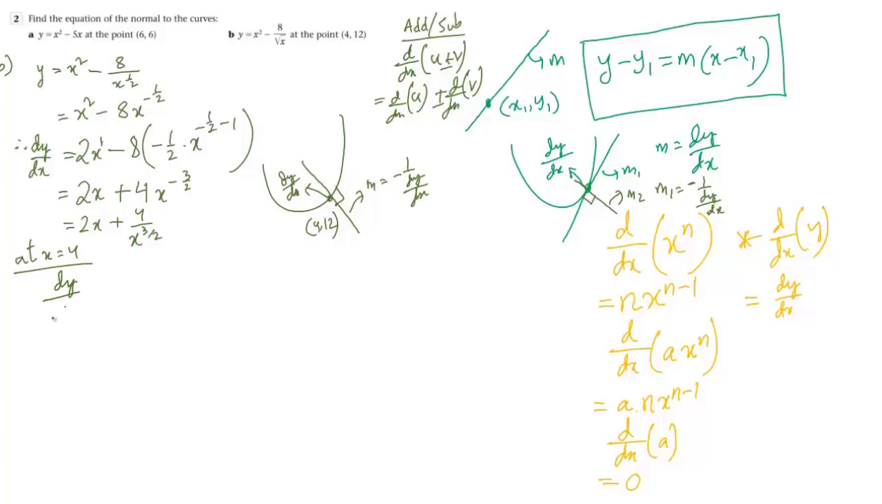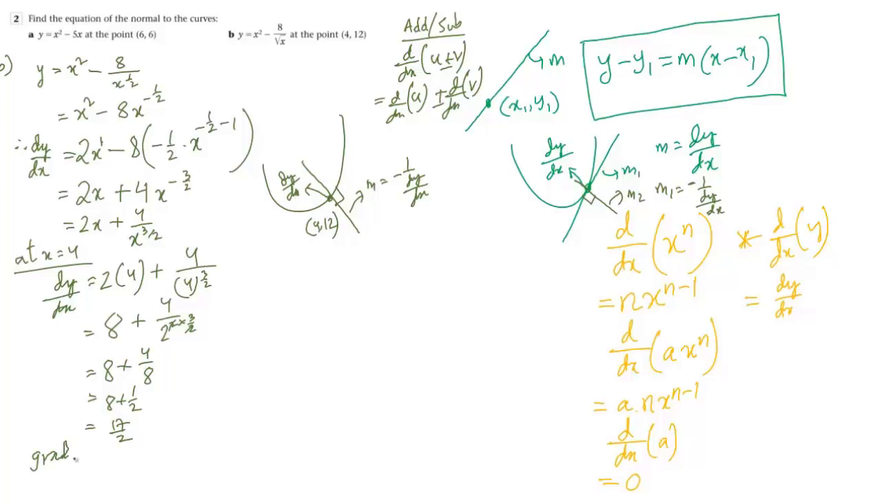So dy by dx is 2 into 4 plus 4 divided by 4 to the power 3 by 2. And we can use indices. So 2 fours are 8 plus 4 divided by, now 4 to the power 3 by 2 means 2 squared to the power 3 by 2. So when you have a power over a power, you multiply the powers, and you get 8 plus 4 divided by 4 cubed is 8... I mean 2 cubed is 8. So 8 plus half, 4 by 8 is half. So 8 and a half means 2 eights are 16 plus 1, 17 by 2. That is the gradient of the curve.